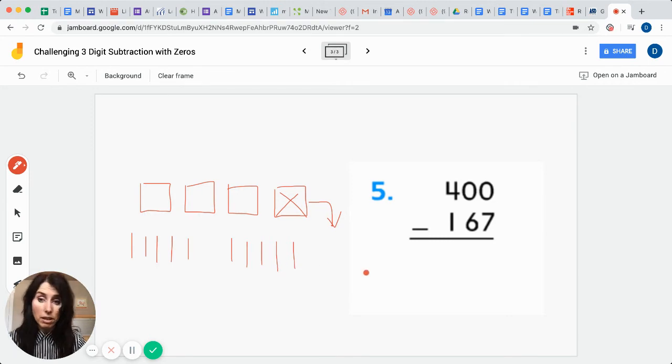Okay, now let's stop and double check and see how you did with your standardized regrouping process. Okay, so you don't have 4, so you cross that out. You really have 3. You don't have 0 10 sticks, you have 10.